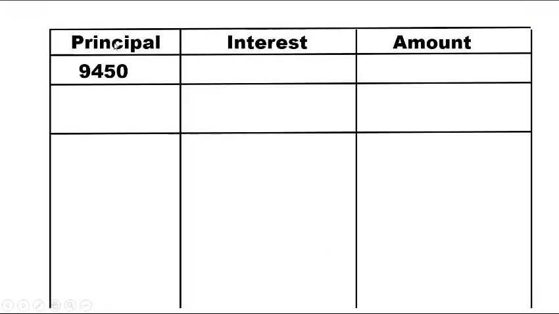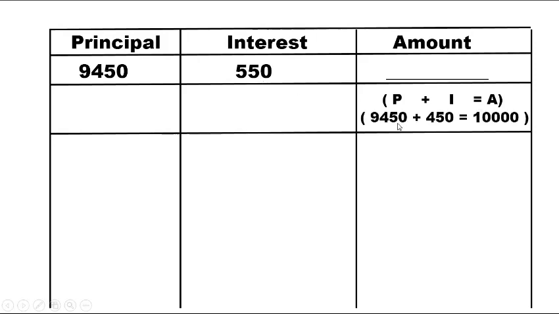Next, 9450 is the principal, 550 is the interest. Then what is the amount? Principal plus interest is equal to amount. 9450 plus 450 is equal to 10,000.